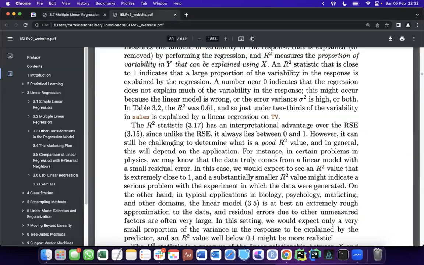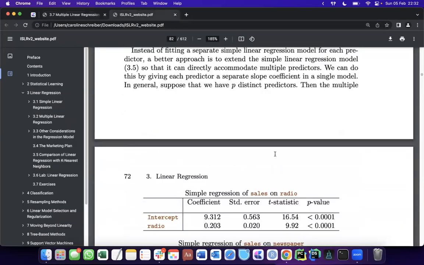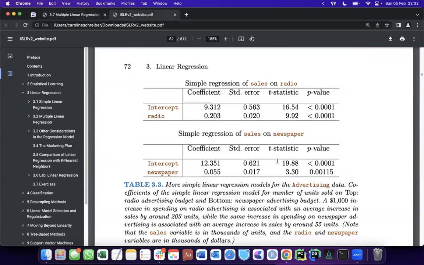And then if we have a look at our example over here, we can see that our intercept is going to be 9.3. If we're looking at how radio affects sales, then sales will increase by 0.2 for every extra unit of radio.